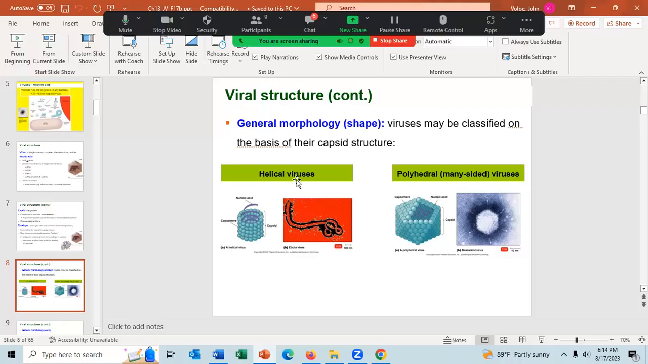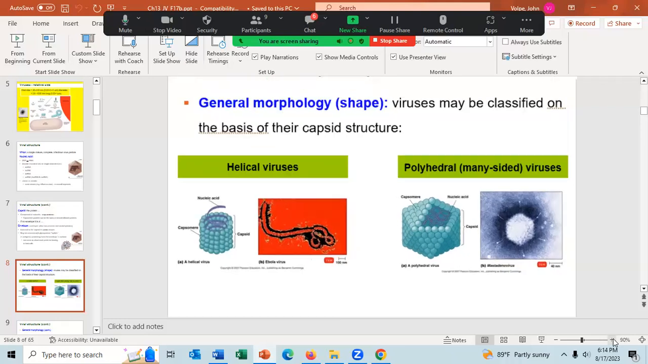And then there can be a polyhedral virus, and this will be the shape of the capsid. It's sort of looking like a complex multi-sided dice. And there's an actual electron microscopic image of a polyhedral virus. This virus has spikes on it.